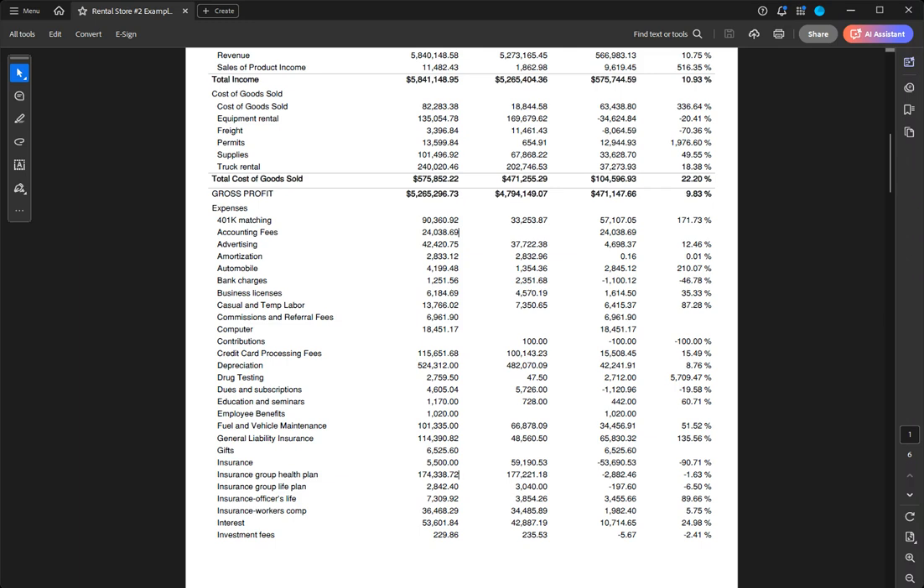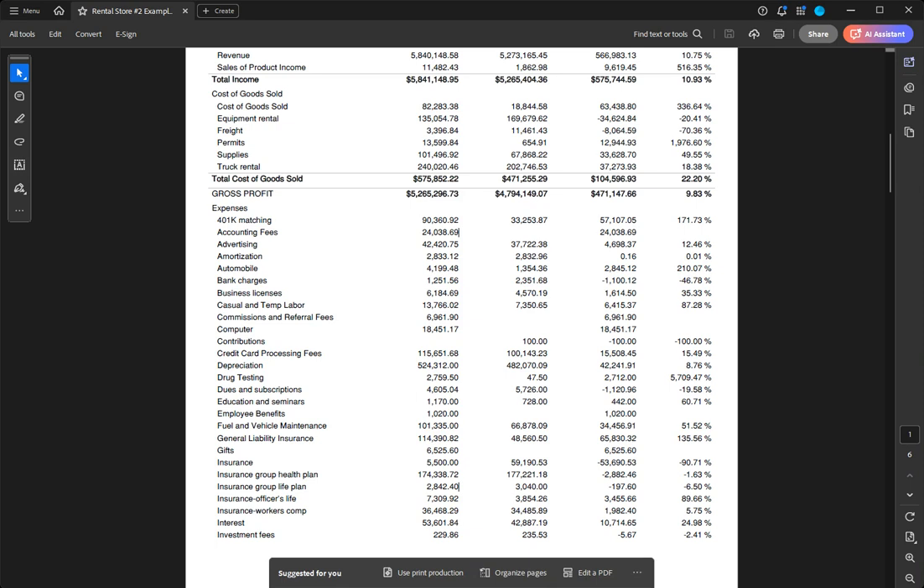So another big one for this particular client is going to be health insurance, 174,000 versus 177,000. So not a huge difference there. Kind of depends on how many employees are taking it. We've got some life insurance. The officer is running the life insurance through the business, so that lets them save some money on taxes as well. Workers' comp was fairly the same, and then interest.